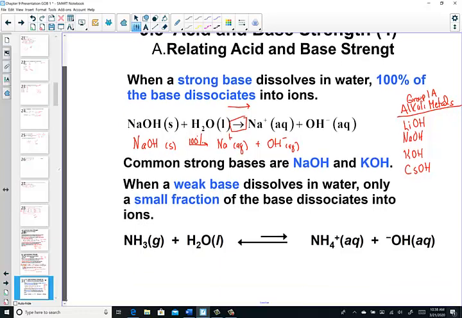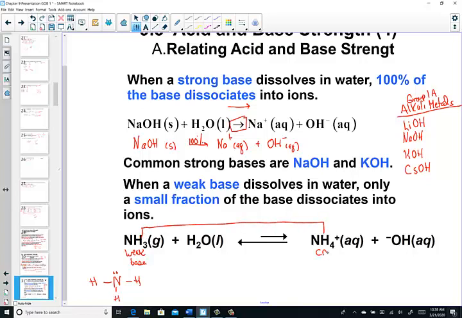So how about a weak base? For example, ammonia is a weak base. Now it's a base because we've learned it has a set of electrons on the nitrogen and therefore can accept a proton. And when it does so, it accepts the proton from water, forming its conjugate acid, ammonium. Remember, it's a proton acceptor. So those dots on the nitrogen now accepted a hydrogen ion. And water would need to act as the acid, donating the proton, forming its conjugate base, hydroxide.